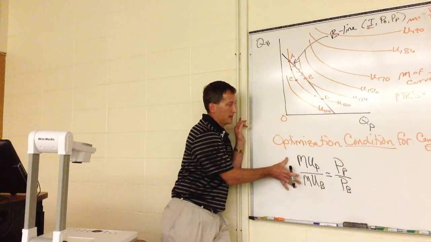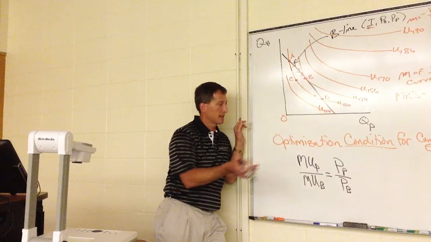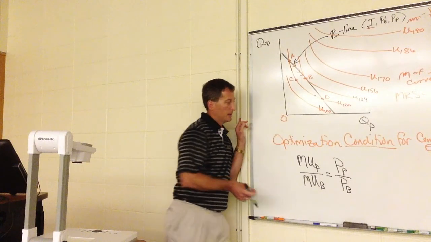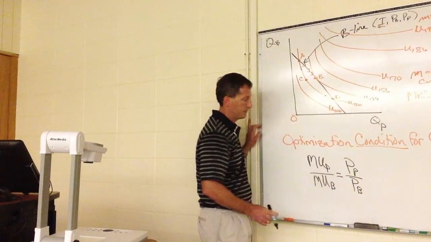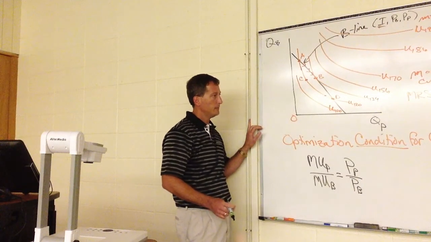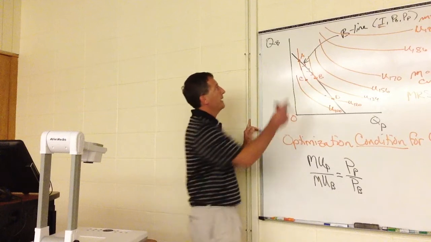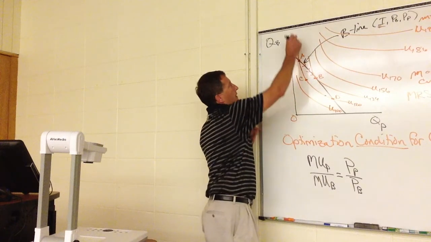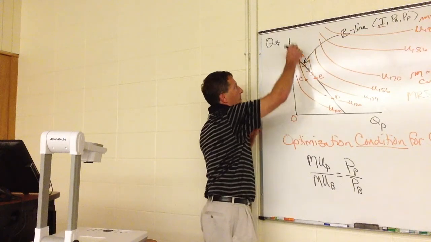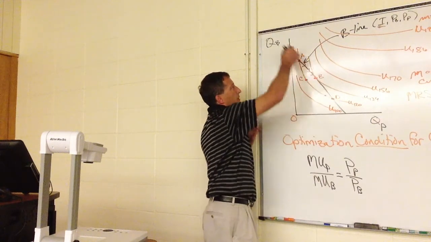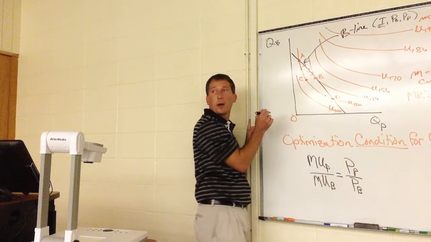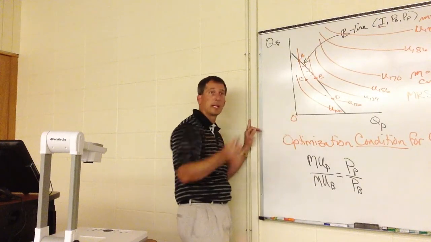So this is an important one that starts to set the stage for today. Again, this is the slope of the budget constraint. This is the slope of the indifference curve. And if they're not equal, like at point A, the slope of the indifference curve is greater in absolute value than the slope of the budget line, we've got a problem. And so you'd want to move to point B.